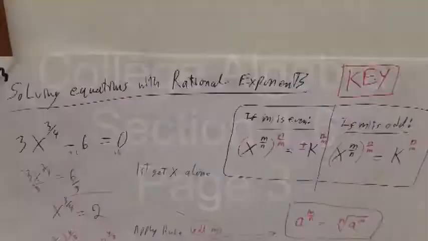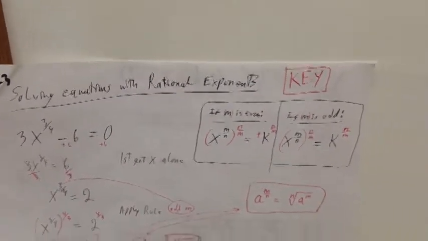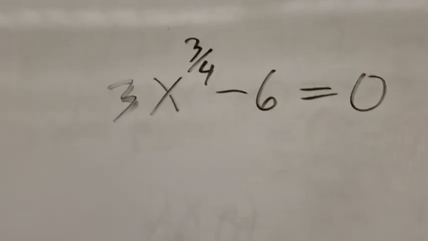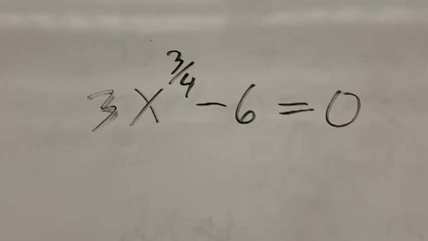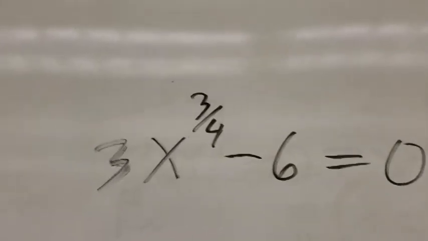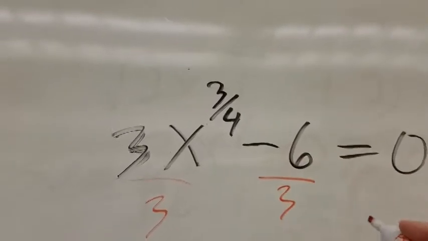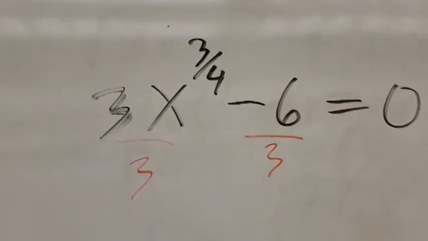Okay, now let's solve equations with rational exponents. We've got to use the little formulas that are over on your paper there. Let's look at the first problem. So here, the first thing we want to do is move the 3. Let's move that 3 away from there to both sides. So let's do that first.